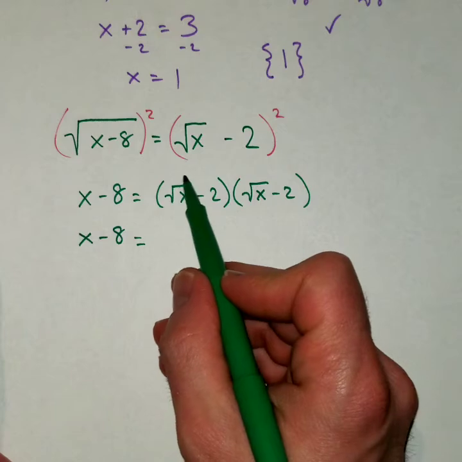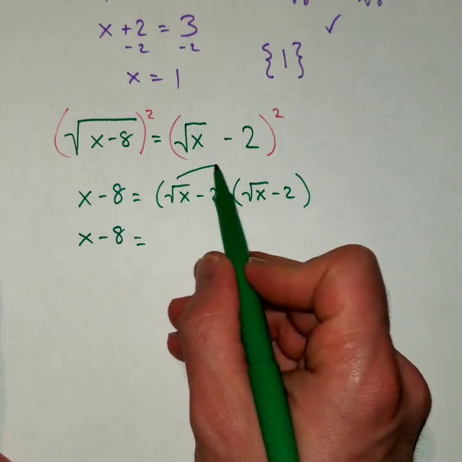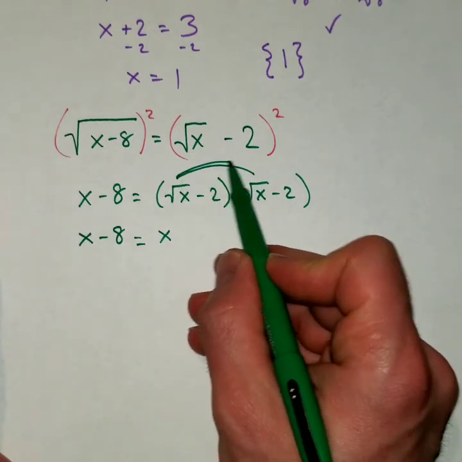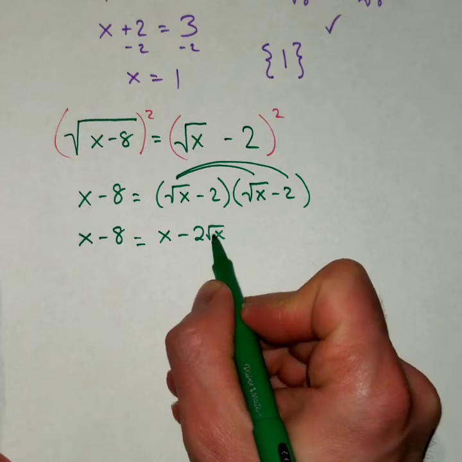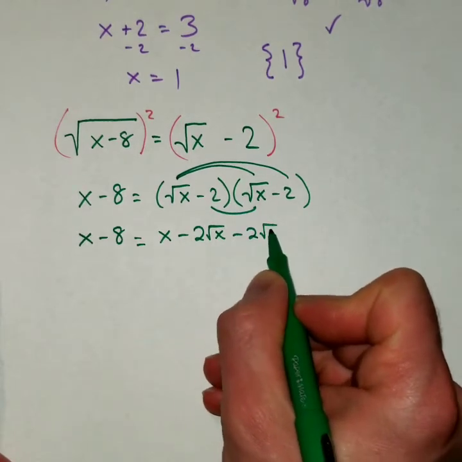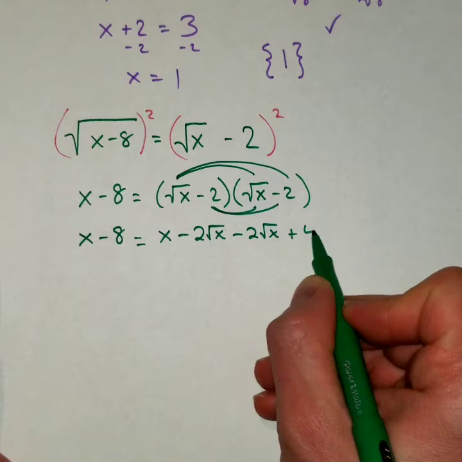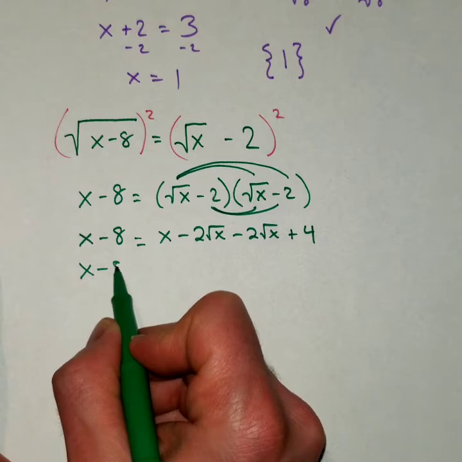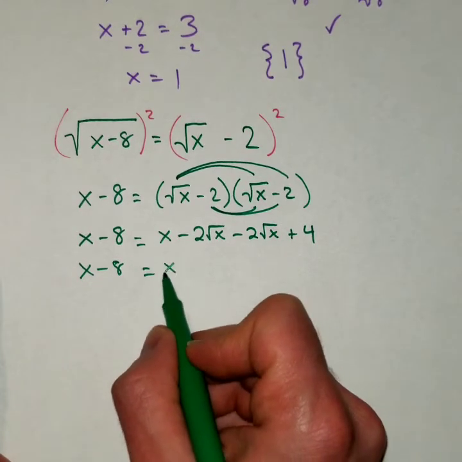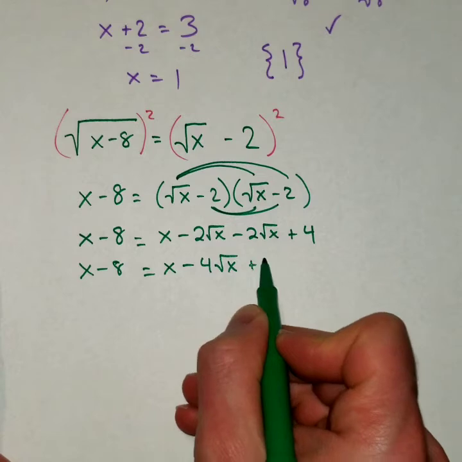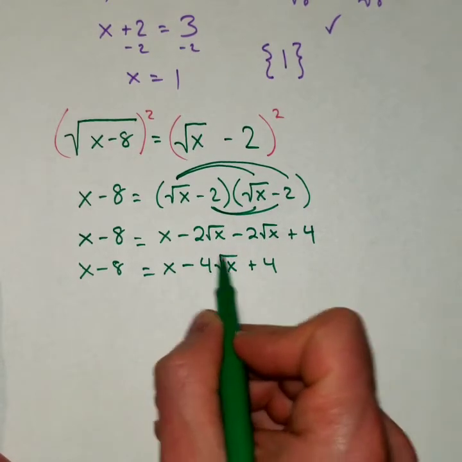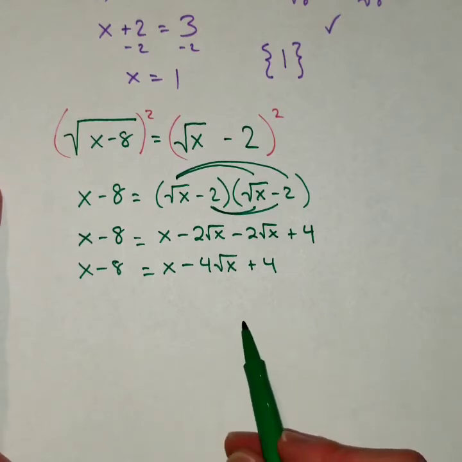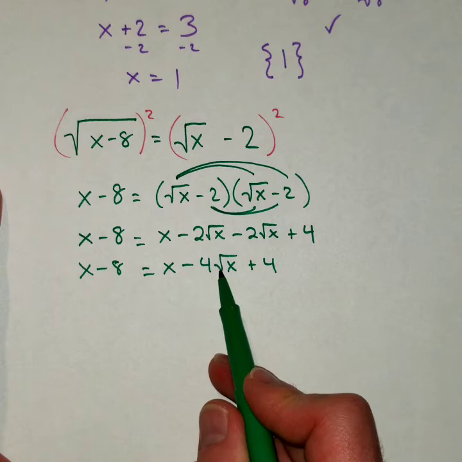And we have to solve this in the same way. So we use the FOIL method. You're going to do root x times root x is just x. Root x times negative 2 is negative 2 root x. Here's another negative 2 root x. And here's a plus 4. Alright, so we're going to do some simplifying. Now I get x minus 8 equals x minus 4 root x plus 4. Notice the two terms in the middle don't drop out, they actually add up. And so I haven't eliminated all my radicals. I still have a radical.